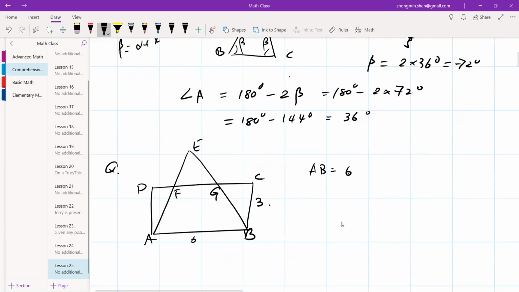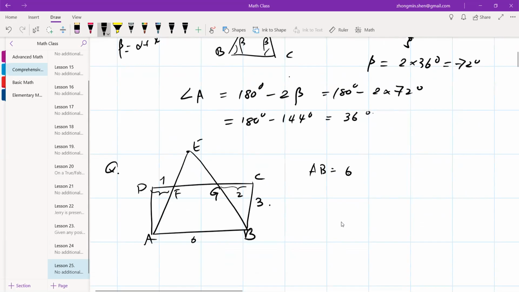F, G are on the side CD. Segment DF is going to be 1, and the segment GC is going to be 2. So the line AF and the BG intersect at the point E, okay? So what is the area of the triangle AEB? What is the area of the triangle AEB?